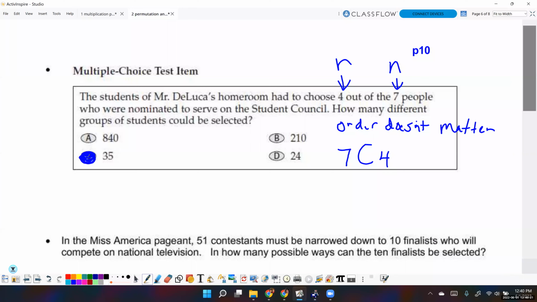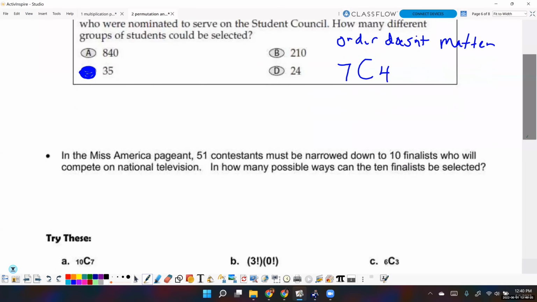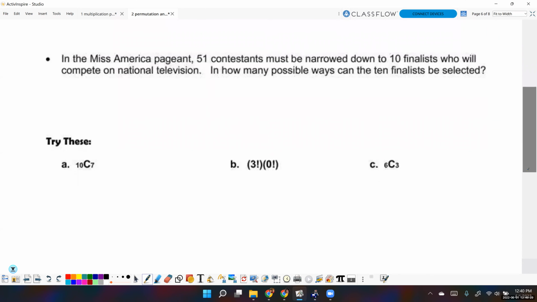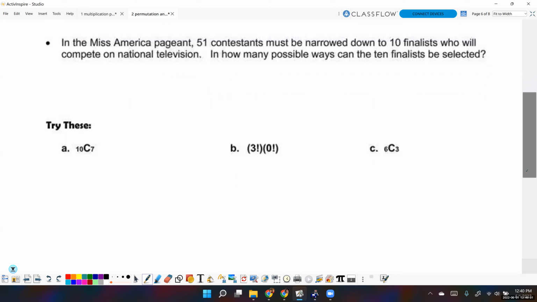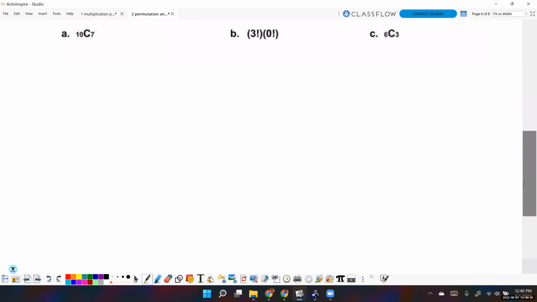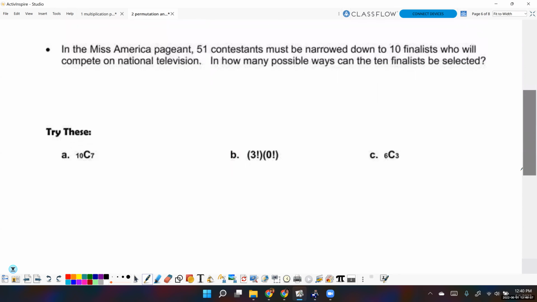Okay. So what I'd like you to do is pause the video. You don't need to complete the calculations. I just want you to read the next situation and make a decision. Is this a permutation or is it a combination? If you said it's a combination, you are correct, because it doesn't matter if you're the first finalist or the 10th finalist. So here we have 51 contestants and we're choosing 10 of them.